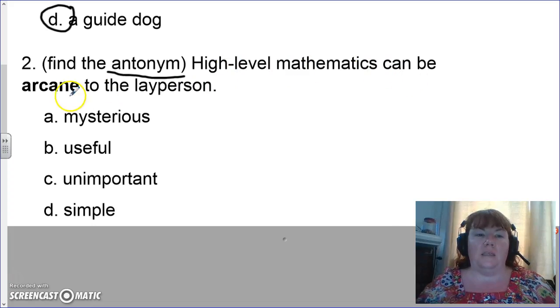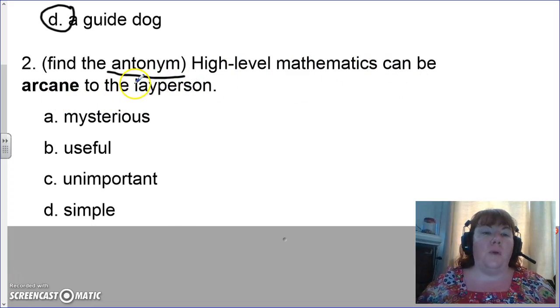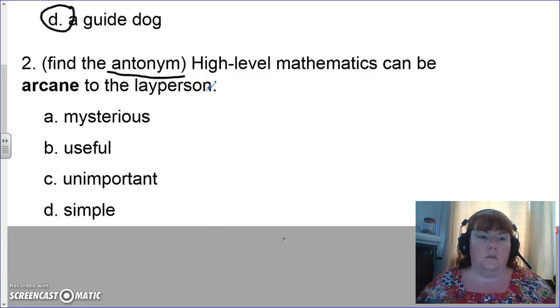So high-level mathematics can be arcane to the layperson. Layperson is a synonym for the everyday person. Now looking at the antonyms, they will always have the synonym in here. Arcane means mysterious. It means difficult to understand. So we can automatically cross this one out because that's the synonym for arcane. We don't want the synonym. We want the antonym.